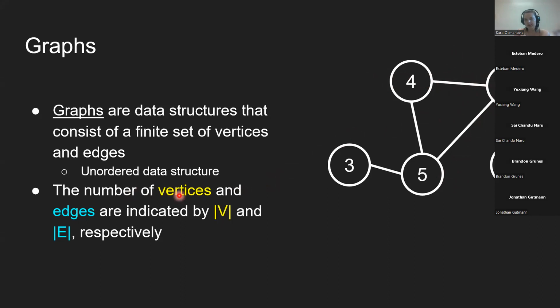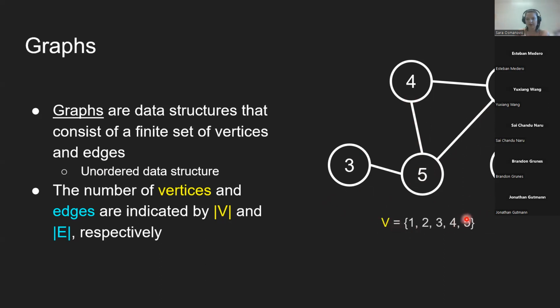The number of vertices is denoted by the absolute value of V, so that means that we're always going to have a positive value, and the number of edges is usually E, and once again absolute value, because obviously we cannot have a negative number of edges. That being said, I want to move on.